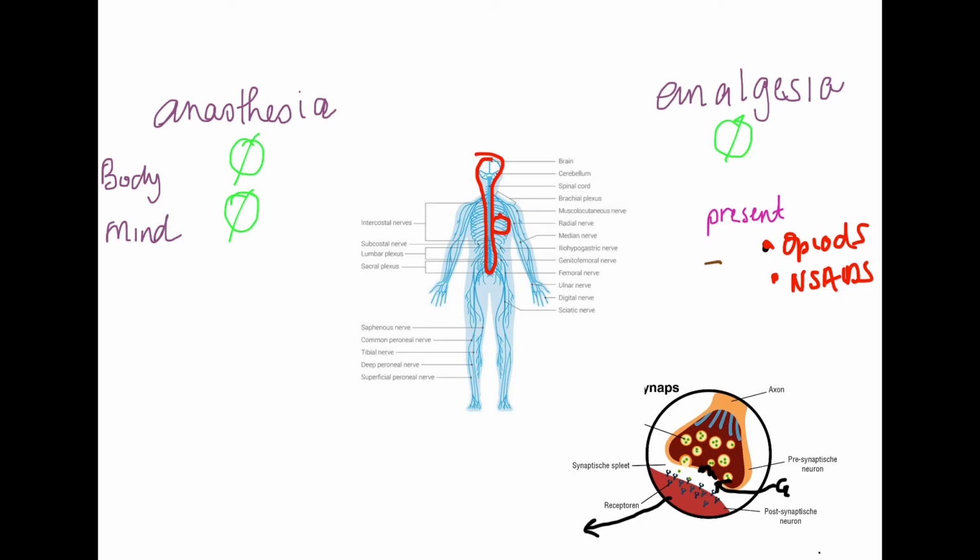Localized inhibits just one spinal nerve or a group of spinal nerves, and generalized inhibits the entire CNS, which includes the brain and the spinal cord, so the person is unconscious, really. I hope that was helpful. And this is basically my explanation of anesthesia, analgesia, and hypnotics.